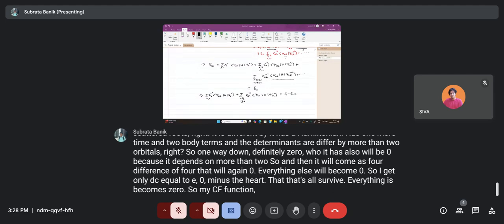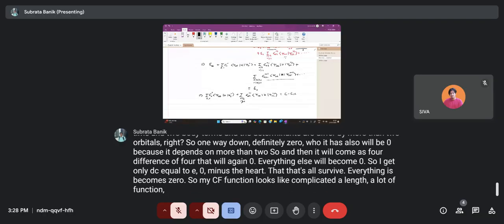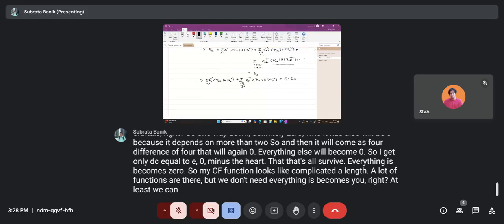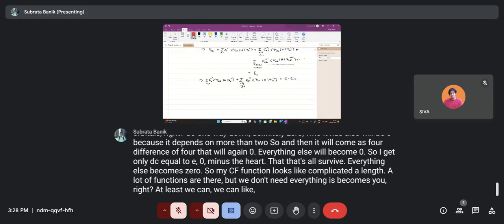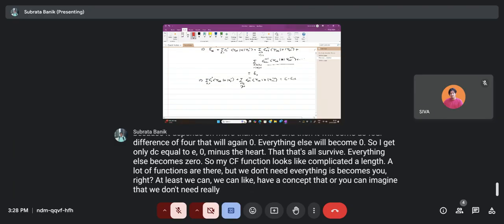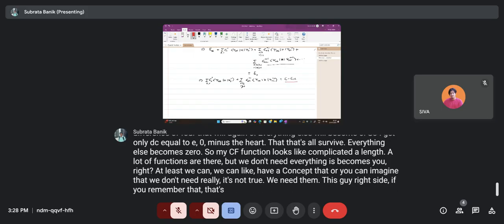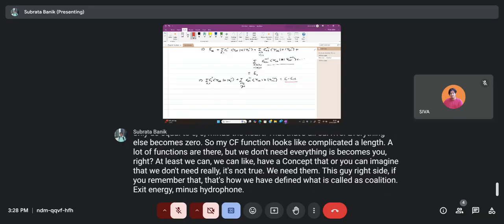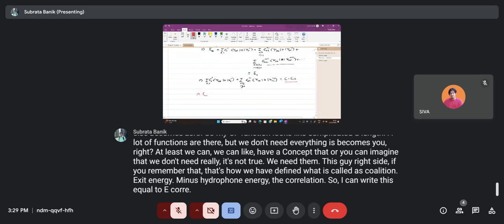So my CI function looks complicated and lengthy. A lot of functions are there, but we don't need them. At least we can imagine that we don't need them. But really, it's not true. We need them. This right side, if you remember, is how we defined the correlation energy. Exact energy minus Hartree-Fock energy is the correlation energy. So I can write this equal to E correlation for the ground state, or let us write E0 correlation.